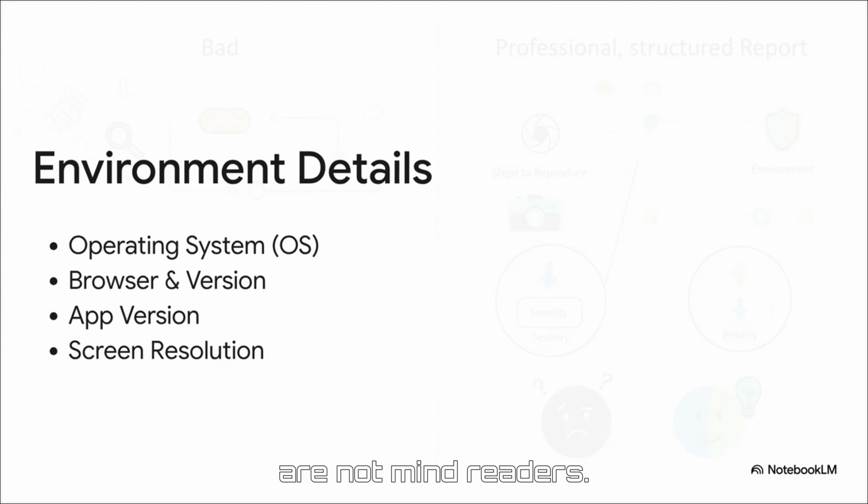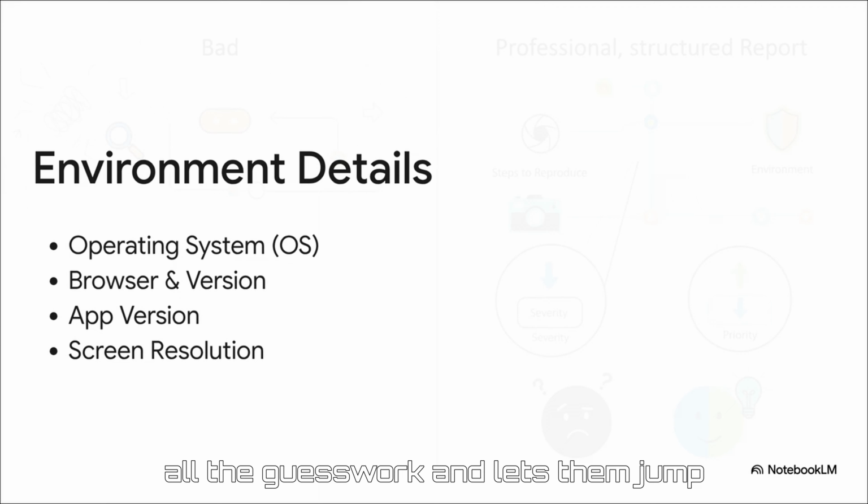Next up, the environment. Your developers are not mind readers. They absolutely need to know where this bug happened. Was it on a Mac, a Windows machine, Chrome, or Safari? Giving them the OS, the browser version, maybe even a specific user ID, it just eliminates all the guesswork and lets them jump straight into the right context.